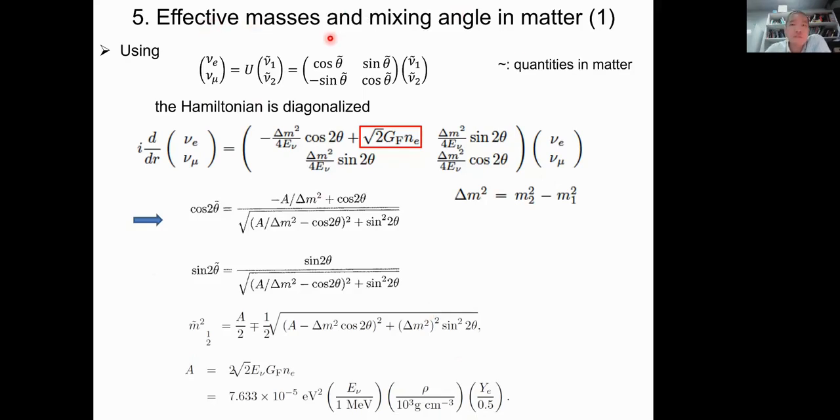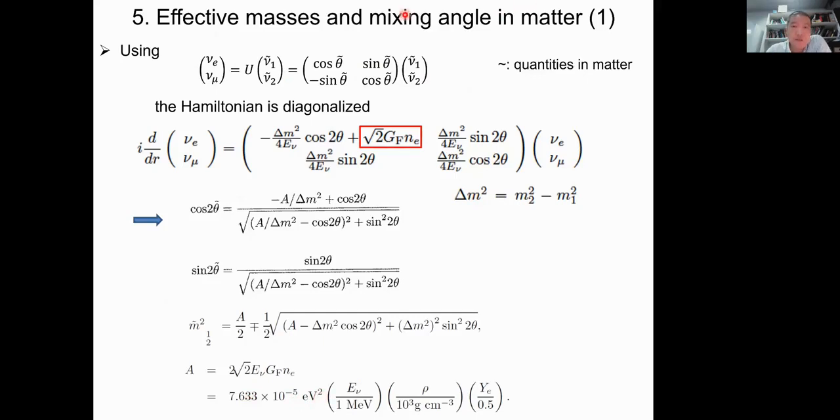So let's define effective masses and mixing angle in matter. That is defined by this equation. Tilde corresponds to the quantities in matter. If this Hamiltonian is diagonalized using this mixing angle, then the mixing angle is related by these equations. Here, delta m squared is the mass squared difference, and A is proportional to the electron number density. And for these typical values of physical quantities, neutrino energy, matter density, and electron mole fraction, A corresponds to 7.6 times 10 to the minus 5 electron volt squared.